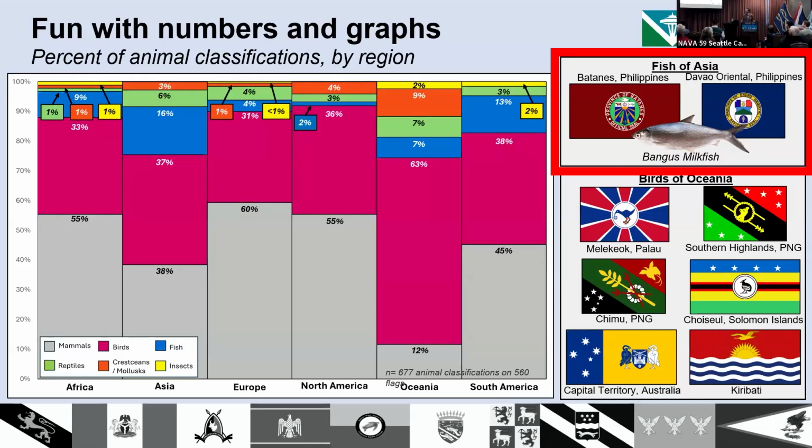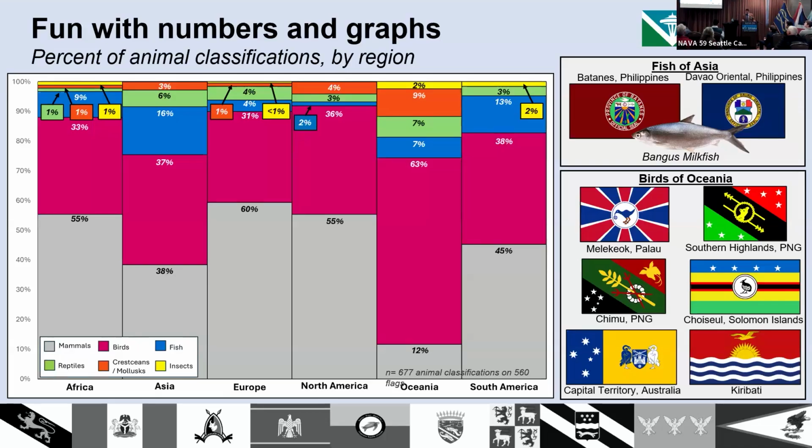And so it actually appears in some form or fashion, either stylized or graphic on, like I said, 17 or 18 of the provincial flags of the Philippines. They also have a more evenly distributed set of mammals and birds, which is unique to Asia. Whereas like North America, you're more likely to see a mammal than you are to see a bird on a regional flag in North America.